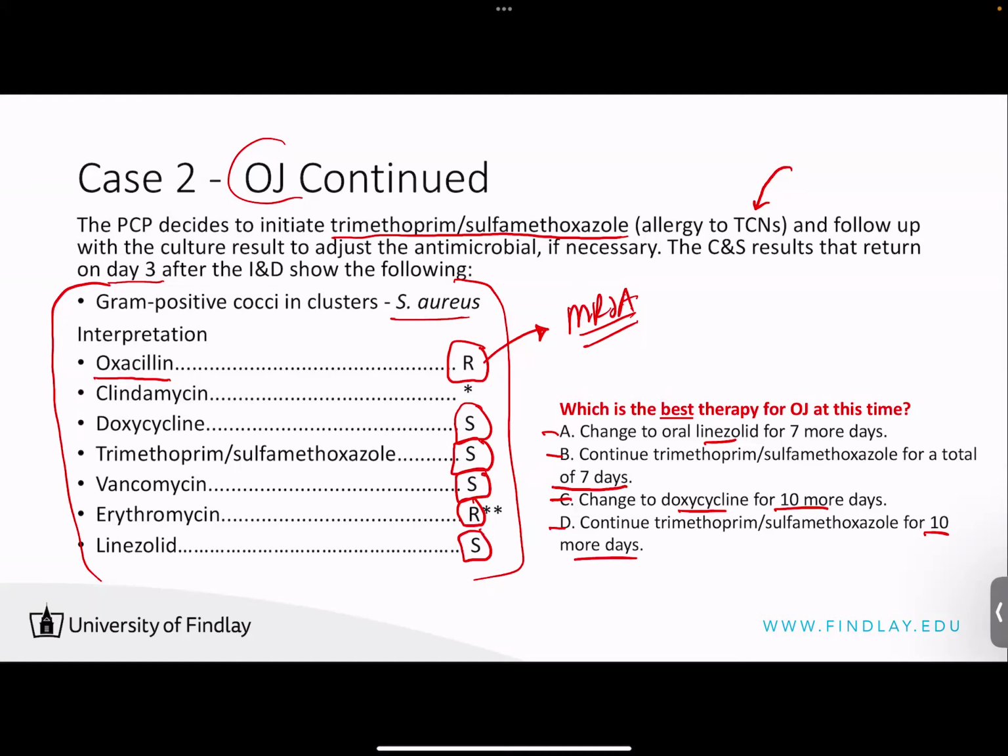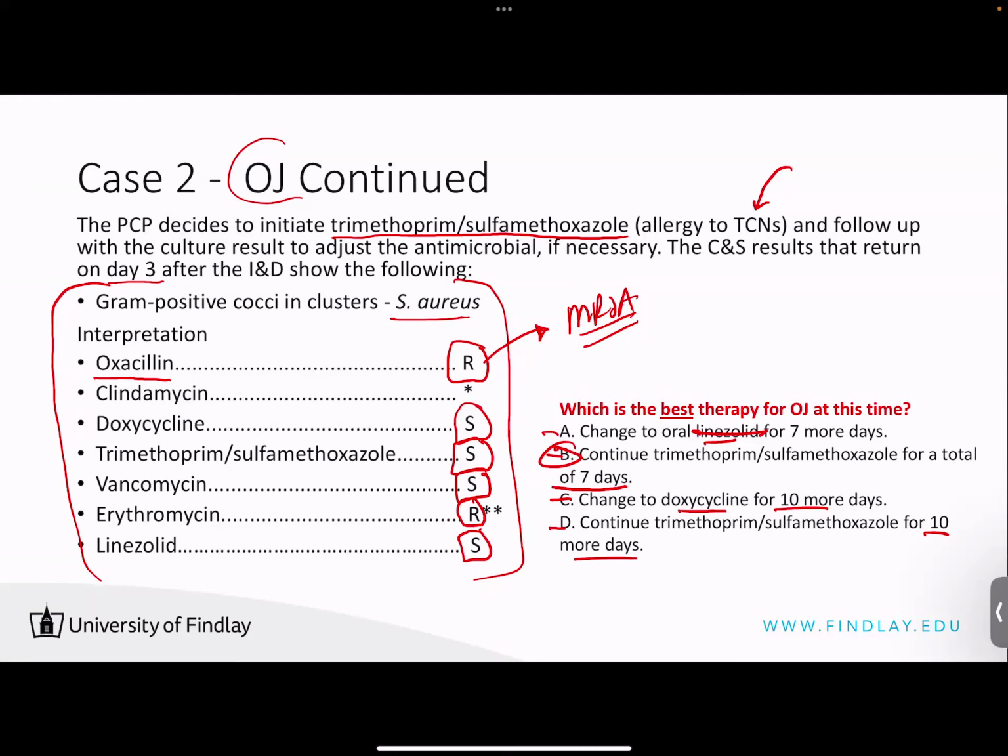Bactrim for 7 days is really all that's needed here. She's young, otherwise healthy. No reason to give her prolonged therapy. We did a successful incision and drainage. All the antibiotic here is going to do is help clean things up, prevent recurrence, prevent spread, and hasten the healing process. We don't need to use linezolid in this scenario.